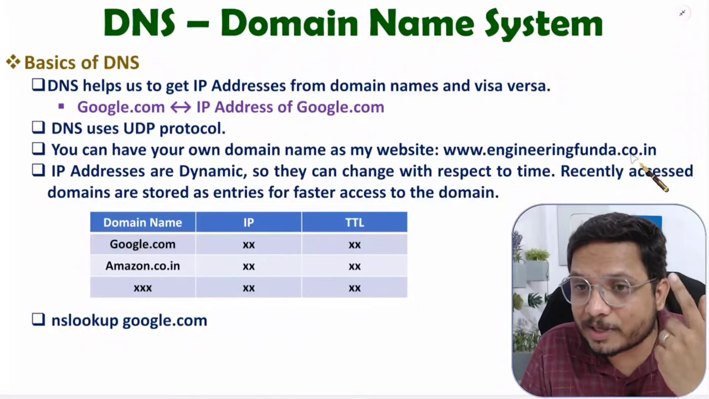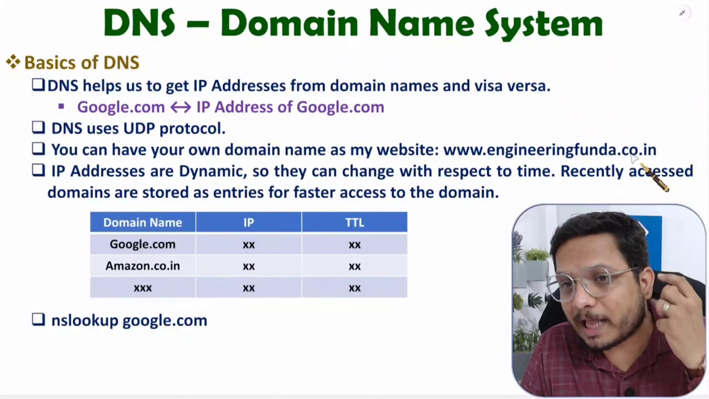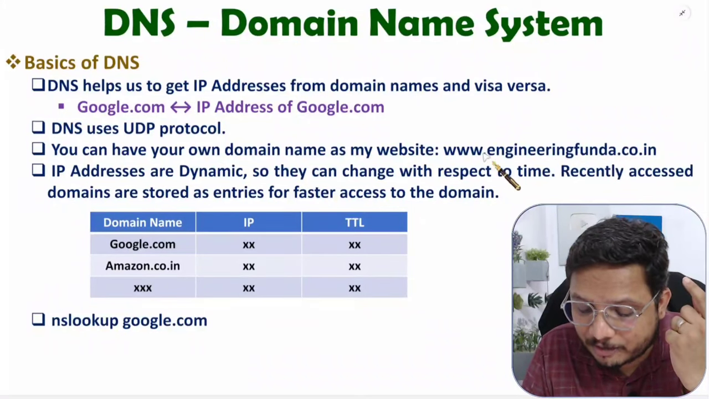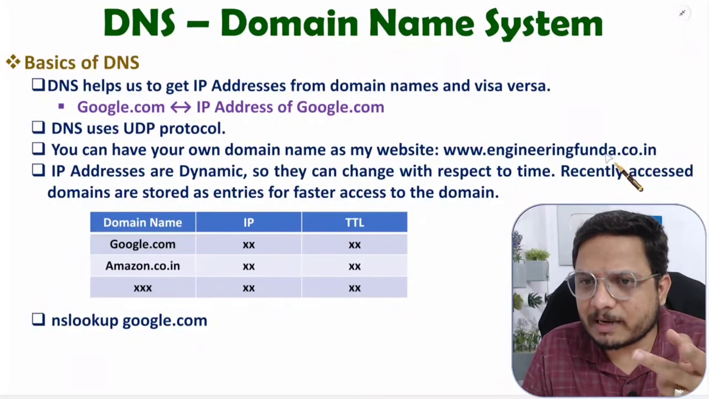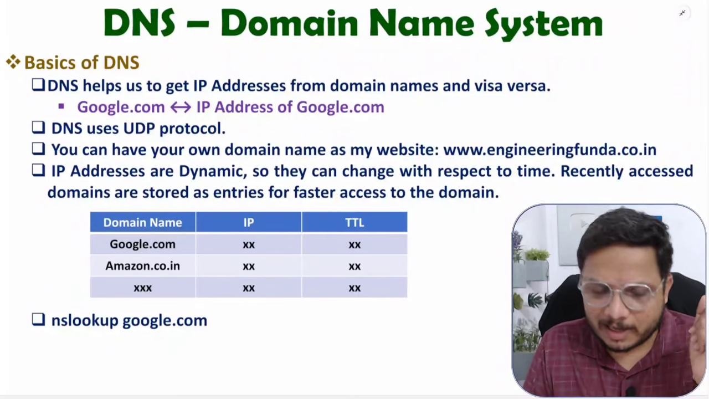So that will be the request. Then you will get a reply. In that reply, you will get the IP of my website. Once you have the IP of my website, you can communicate with it, meaning you can access my website, right?